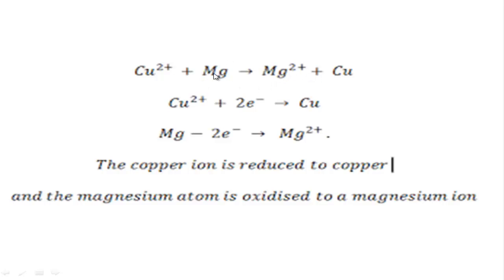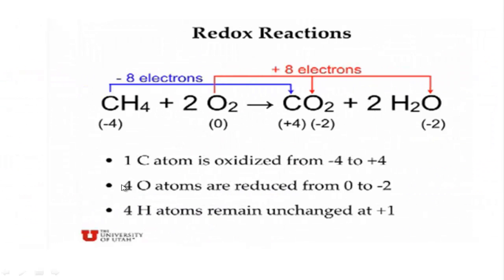Magnesium is converted into magnesium 2+. We know that when any atom is converted into a cation through the release of electrons, here magnesium releases 2 electrons and is converted into magnesium +2. So here magnesium is oxidized, the magnesium atom is oxidized to a magnesium ion. Also follow here, combustion of methane. We know that in the combustion of methane, carbon dioxide and water vapor are produced.